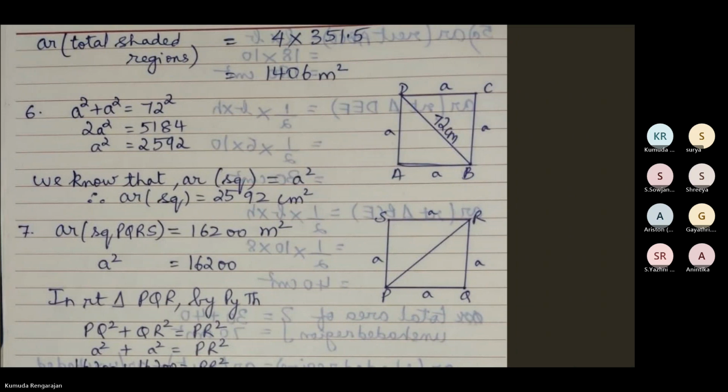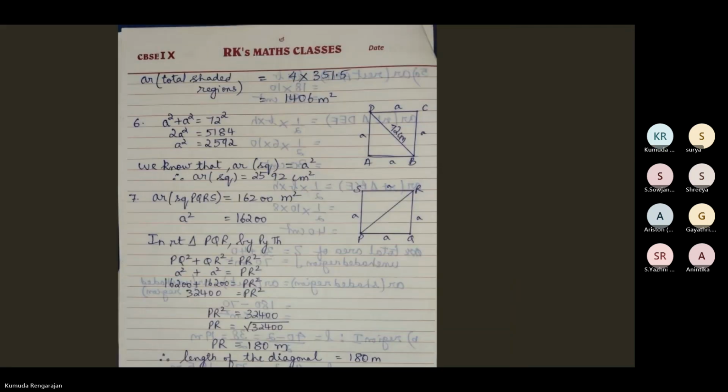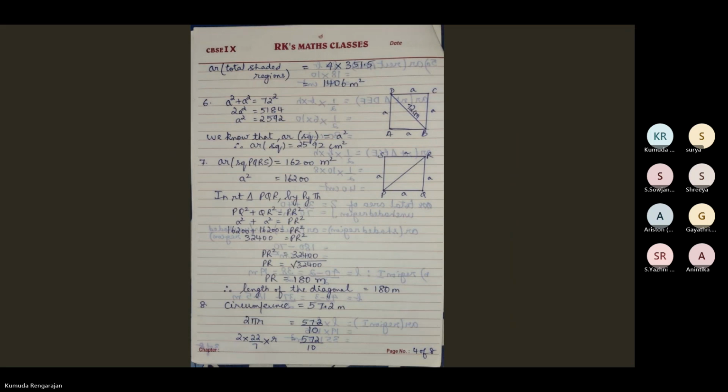ABCD is a square with side A units. You can see the diagonal BD is 72. So use Pythagoras theorem. A square plus A square is equal to 72 square. Because AB square plus AD square is equal to BD square, because this one is a right triangle. So in the right triangle, AD square plus AB square is equal to BD square. Pythagoras theorem.